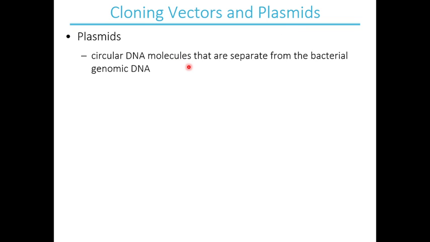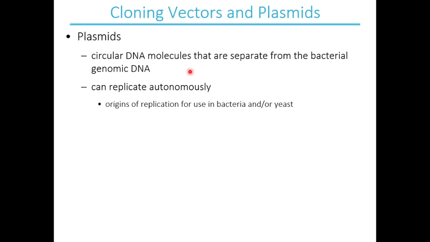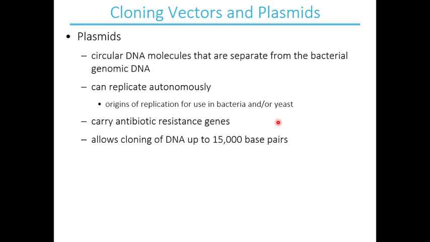Plasmids are circular DNA molecules that are separate from bacterial genomic DNA. Now, bacteria has DNA that is circular. Plasmids are also circular DNA molecules, but they are different from the bacterial genome itself. Plasmids can replicate autonomously, which means they can do it on their own. Origins of replication that are present in plasmids are there for use in bacteria and/or yeast. Plasmids carry antibiotic resistance genes. Why? I will tell you in a moment. Plasmids allow cloning of DNA up to 15,000 base pairs. That's a pretty high number.